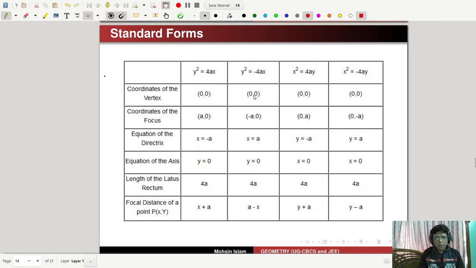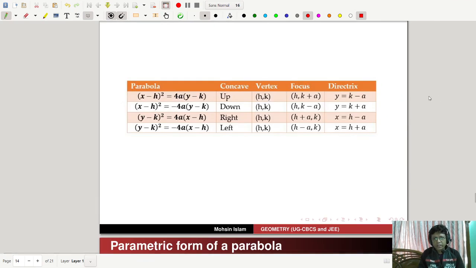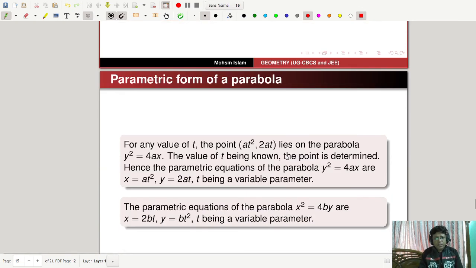So let's come to the table. There is a table for you. Yeah, let me show you the table. You see x minus h whole square equal to 4a into y minus k, y equal to k minus a is the directrix. Focus is written here. Vertex, concave up, down, upward direction, downward. So all the things are given in the chart. Okay, everybody? So it's for your better understanding. Okay, so that is about the parabola. And what is the parametric equation?